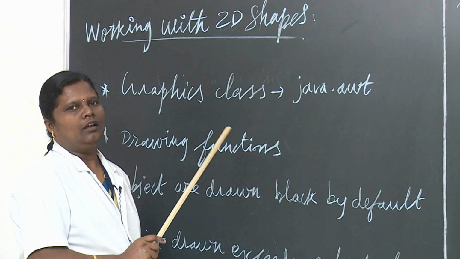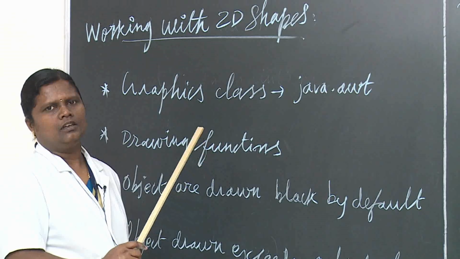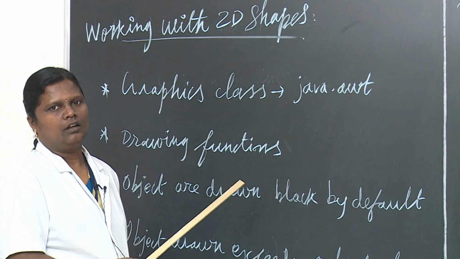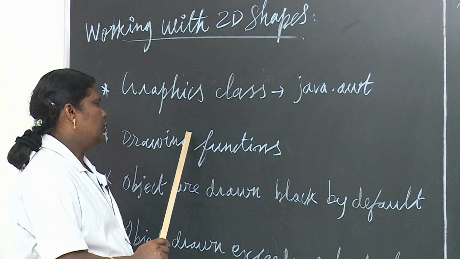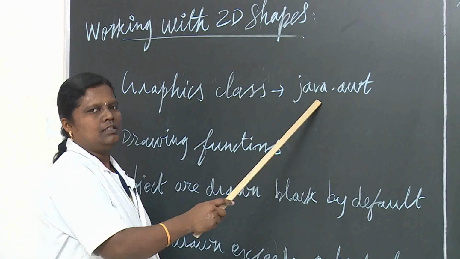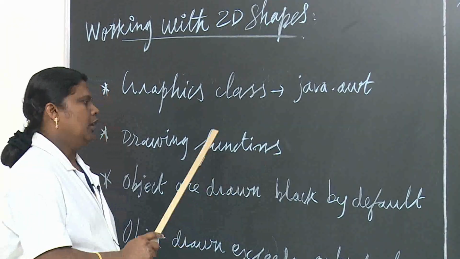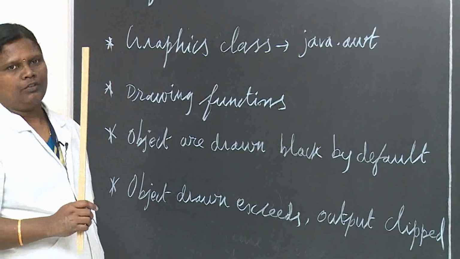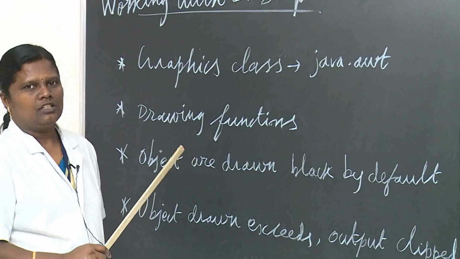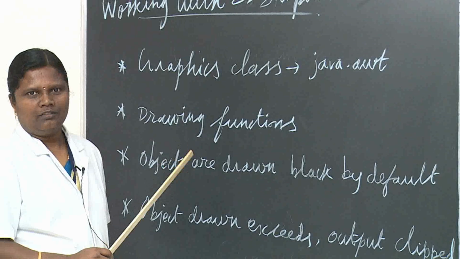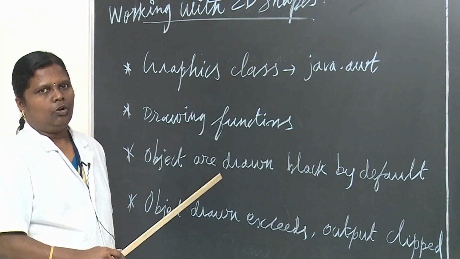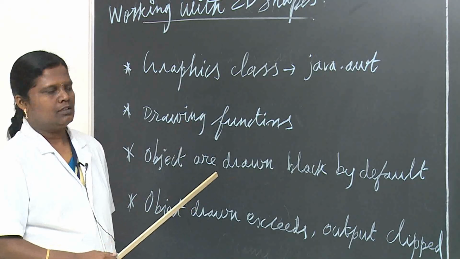Whatever we want, like polygons, rectangles, squares, circles, anything we can draw. So a lot of functions are available within this AWT. We can draw any number of shapes, and also we can add colors, change the styles, and also fill the particular object with different colors.